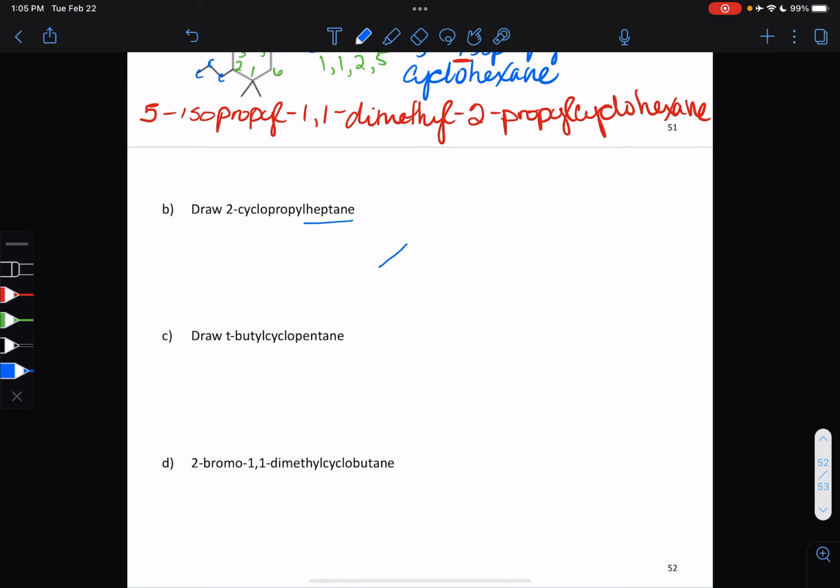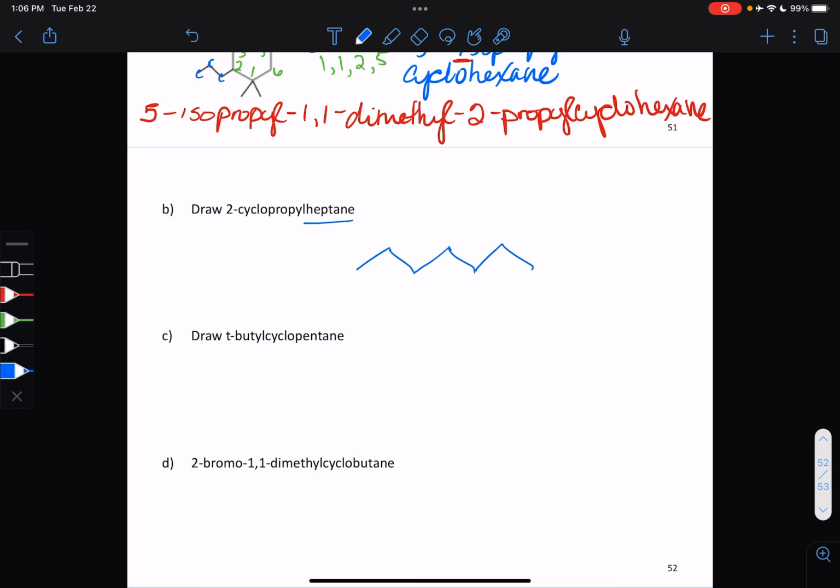So we have 1, 2, 3, 4, 5, 6. Oh my goodness, technology. 1, 2, 3, 4, 5, 6, 7. There we go. Okay. So we have 7 carbons there, and if you need to check, that's actually recommended, just to make sure you've got your 7 carbons there. Okay, I'm going to erase those just for clarity here. So we've got heptane, not cycloheptane, just heptane. And on carbon number 2, we want cyclopropyl.